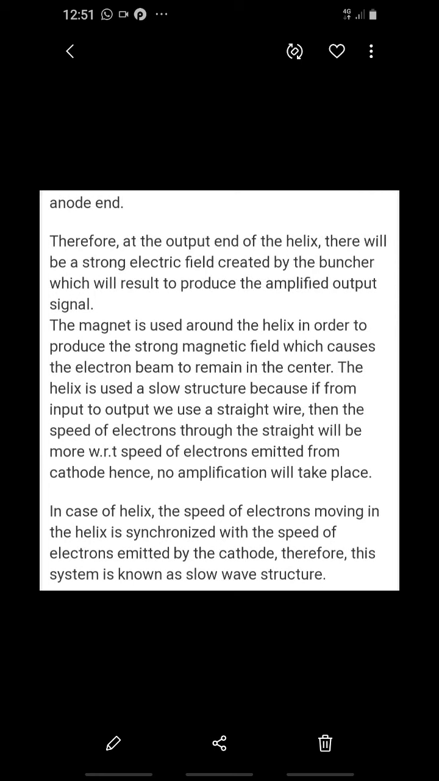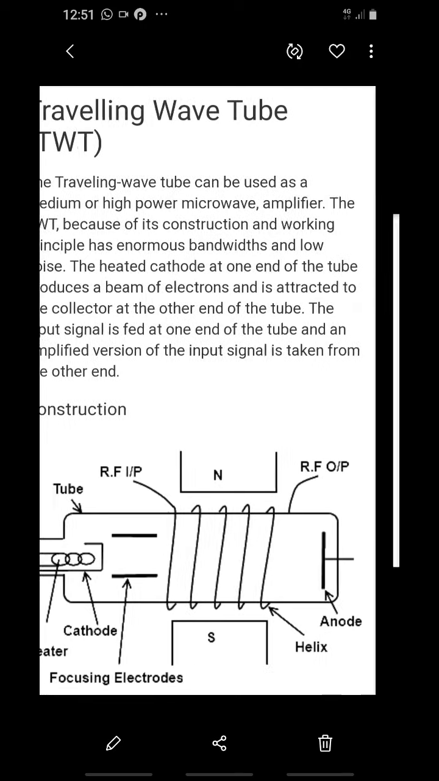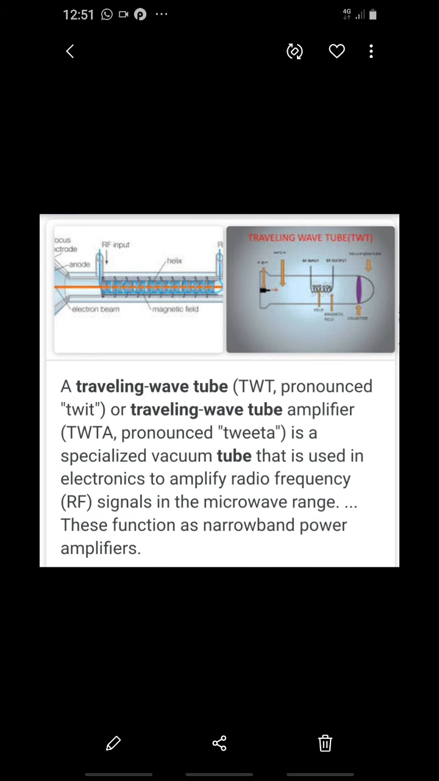The TWT operation is based on the interaction between the electron beam and the RF field, and both are traveling in the same direction with velocity nearly equal to the velocity of light. The RF field propagates with a velocity equal to the velocity of light.